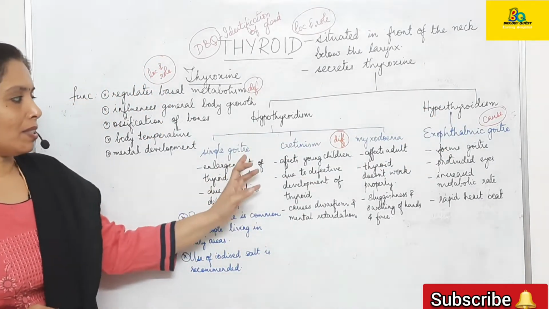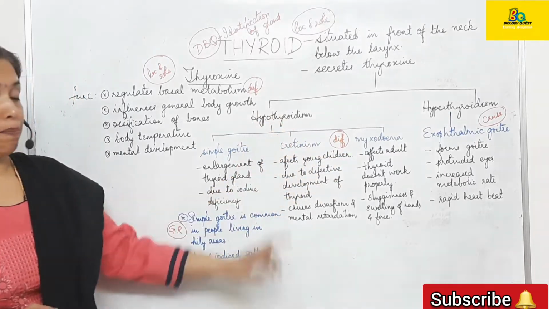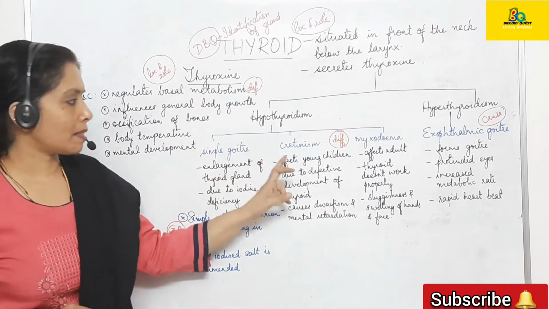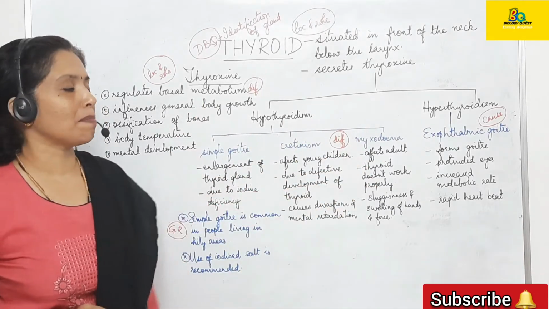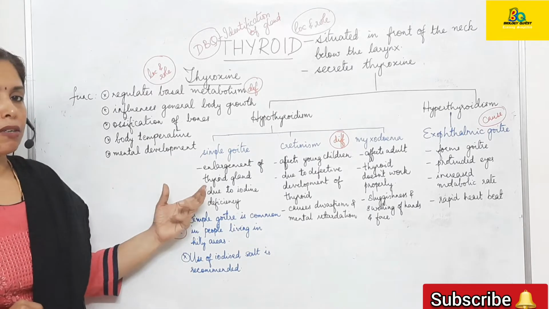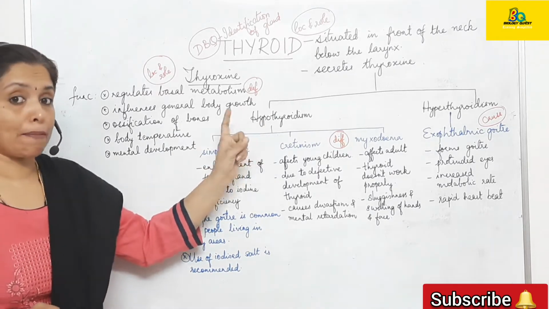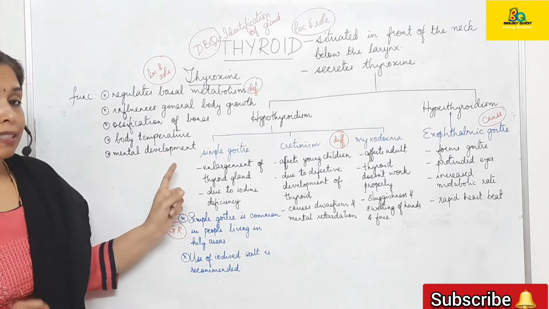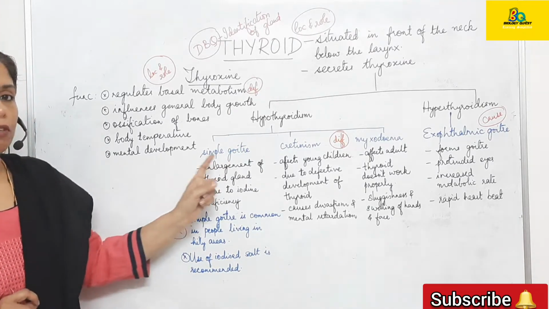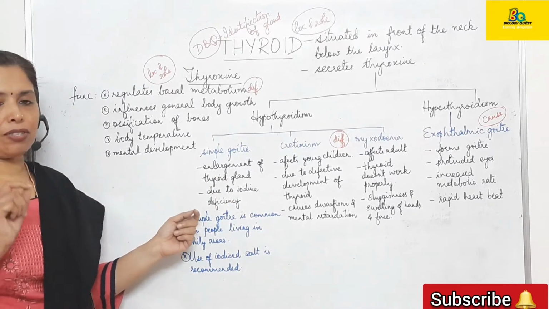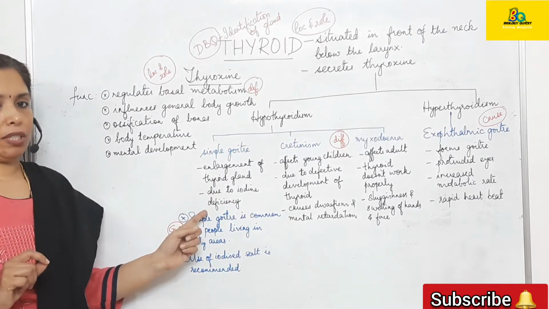Now three conditions result from hypothyroidism. First one is simple goiter, second is cretinism, and third is myxedema. Now simple goiter, what is actually simple goiter? Remember, it is due to hypothyroidism. In simple goiter, the enlargement of the thyroid gland occurs, and this condition is due to iodine deficiency.